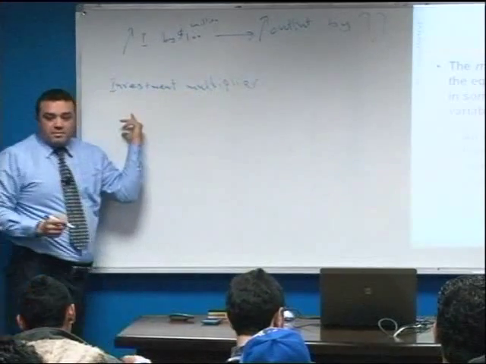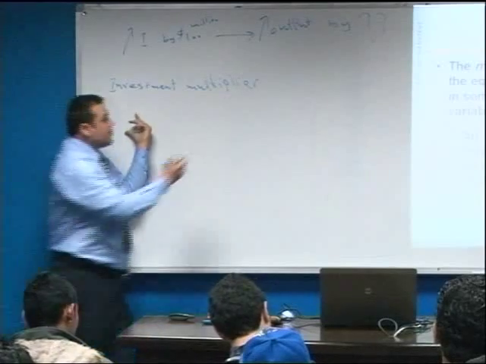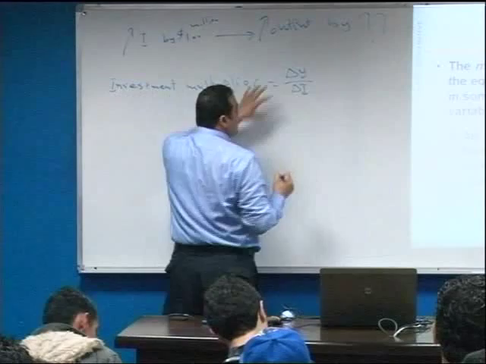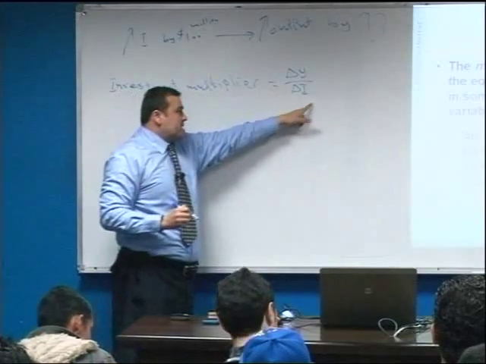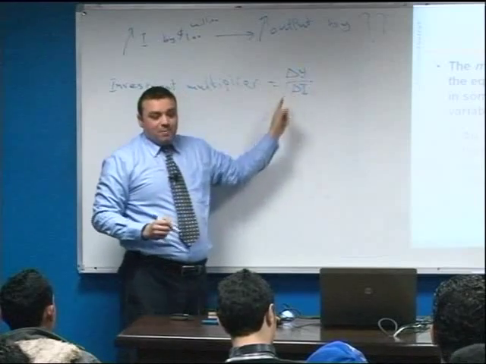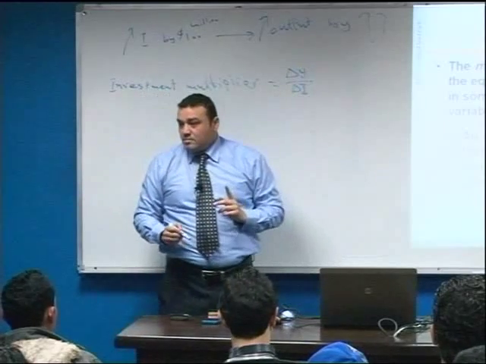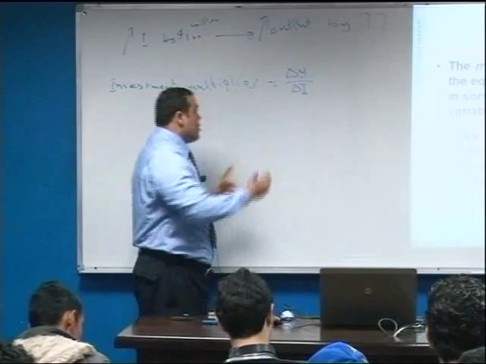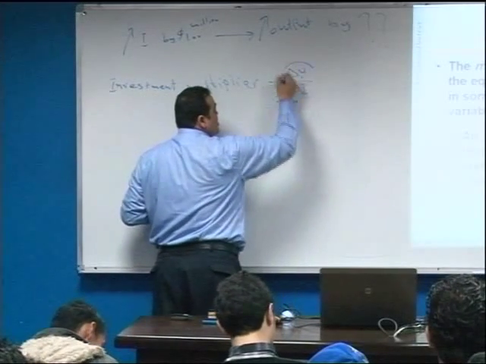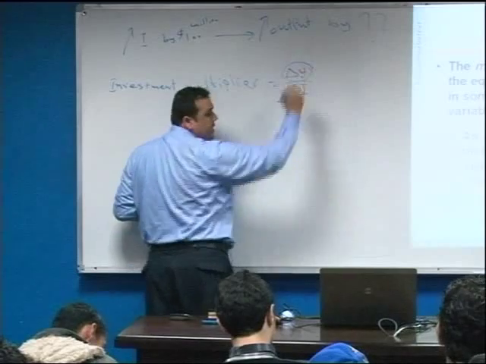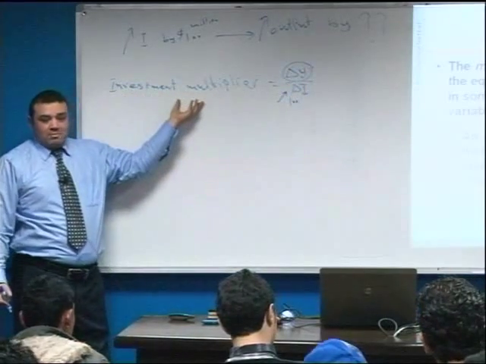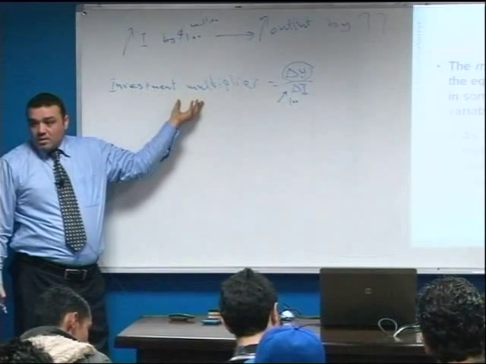مضاعف الاستثمار, which equals what? Delta Y over delta I. This means the percentage change in Y is due to that change in the planned investment in this case. تمام؟ يعني suppose إنه investment increased by $100 million. How much is the change in aggregate output? This is the concept of the investment multiplier, right?